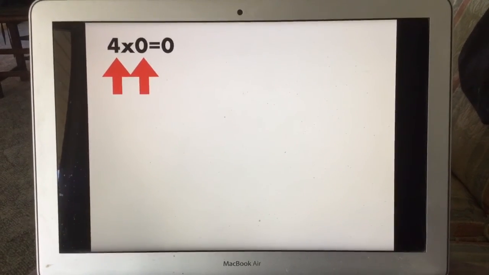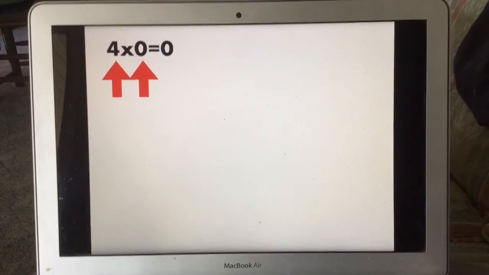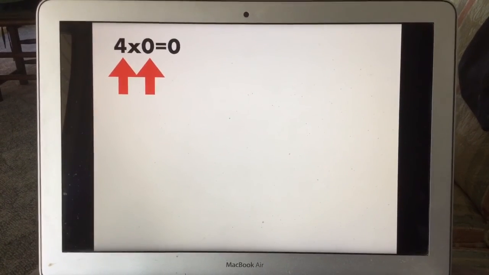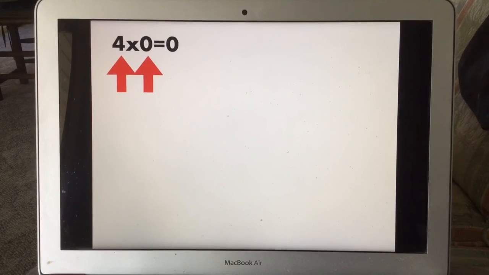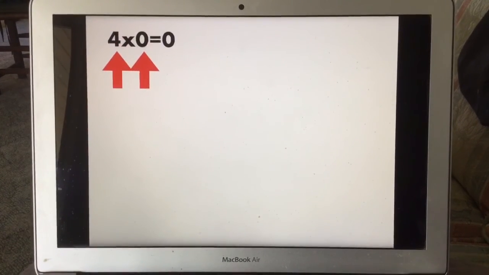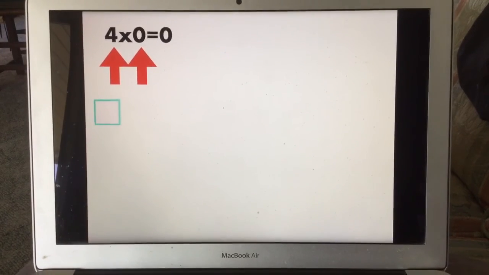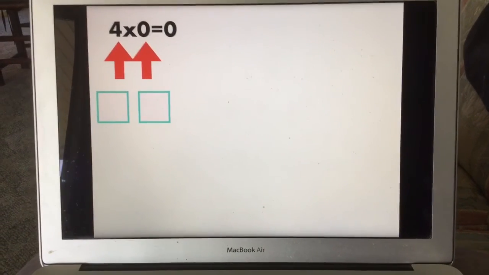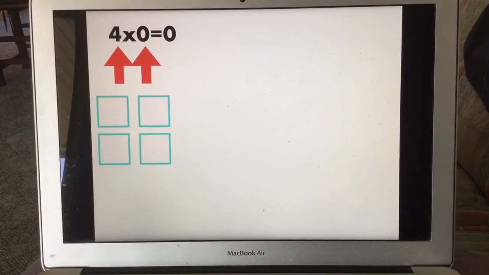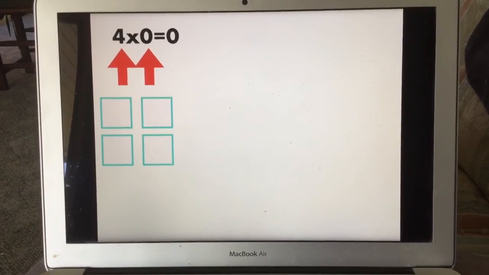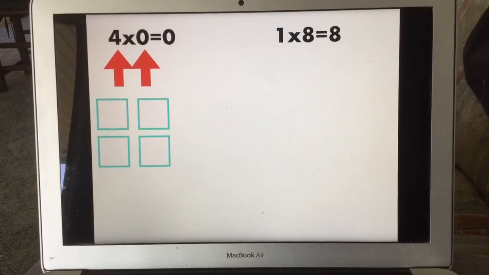That's why the zeros are so easy and so are the ones, because anything times 0 is going to be 0. Okay, so we have 4 times 0 because of the first number. The 4 is how many groups we have. The second number is how many go in that group. So we have our 4 groups, but nothing goes in them. They're completely empty. That's why your answer is 0.